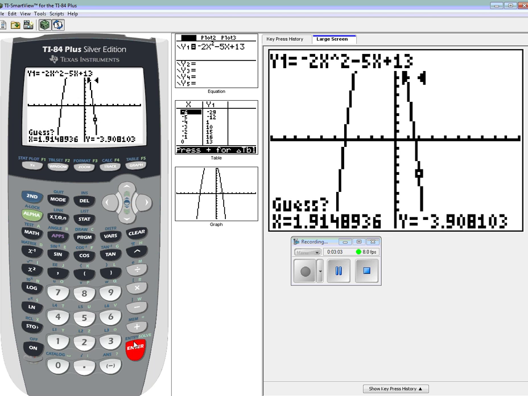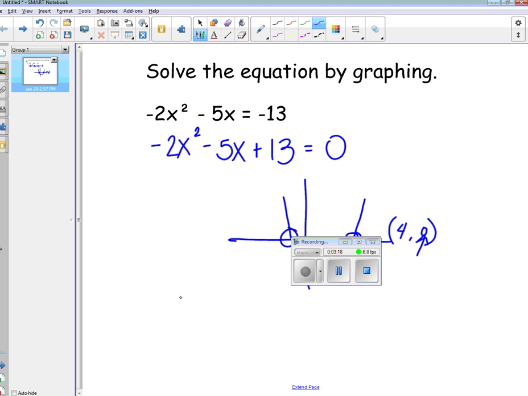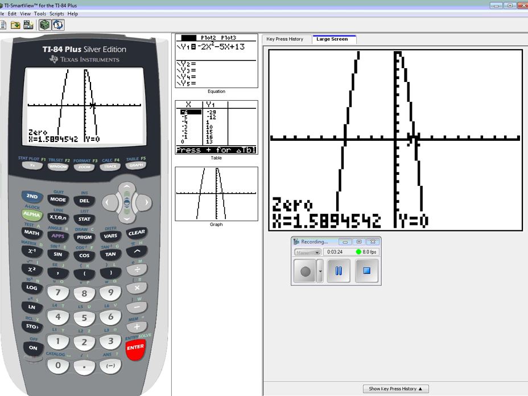It's going to ask you for a guess. That just means move your cursor as close as you can. I can't really get it on top of there, so I'm just going to get it close and hit enter. And it tells us our 0 is 1.59 approximately. So that would be one of our zeros. So if we wanted to go back over here, we could say x is approximately 1.59. That's one of them. And then let's do the other.